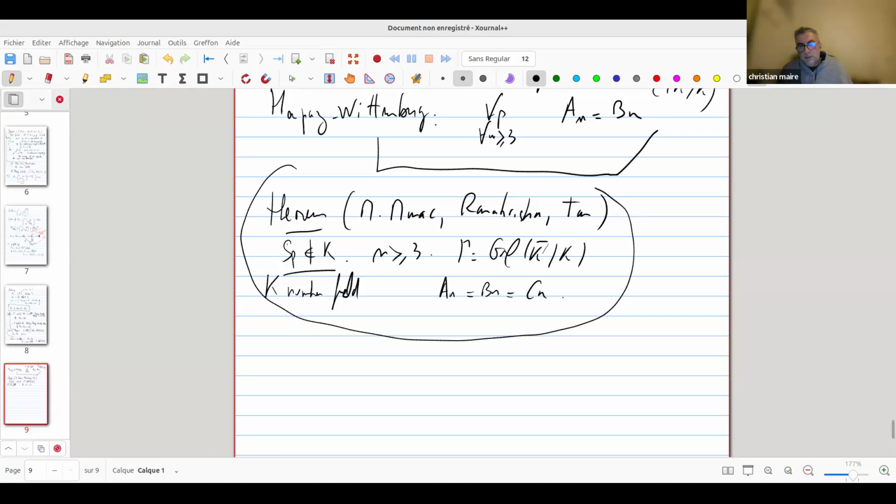Also, maybe I have to mention at this level that when zeta_p is in the base field, this result is maybe not right in full generality, because for p equal to 2, we know that for some number field C4 is different from B4. This is a counterexample due to Harpaz and Wittenberg. For p equal to 2, of course, zeta_2 is in the base field in this case.